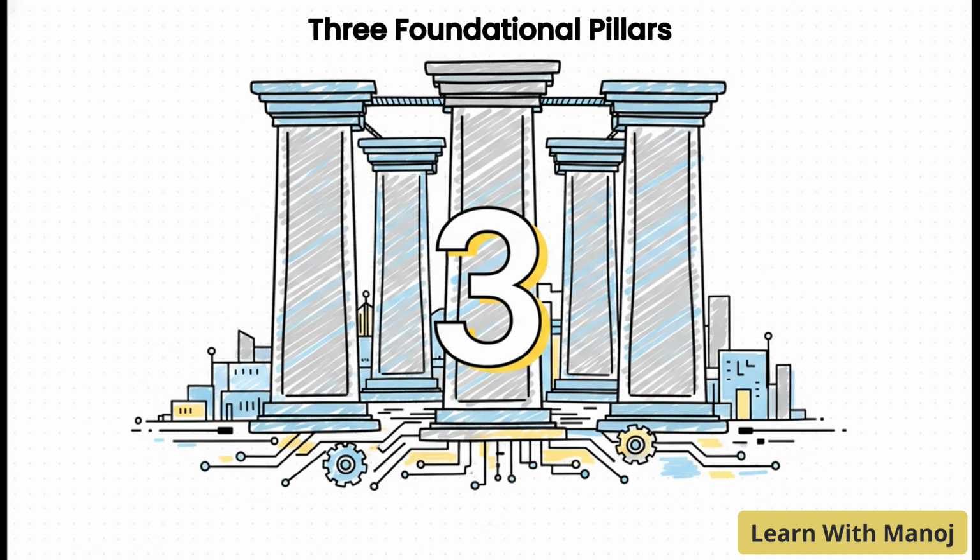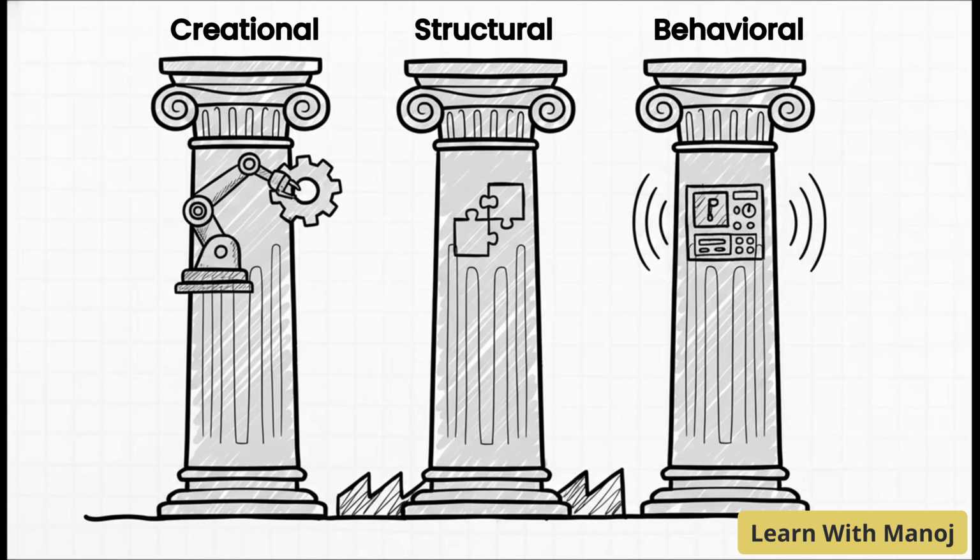Right at the heart of this whole operation, holding everything up, you'll see three absolutely massive foundational pillars. These are the three main categories of what we call software design patterns. And these pillars have names: creational, structural, and behavioral. You can basically think of them as the three main departments in our factory. One for making the parts, one for putting them together, and one for making sure everything actually works together. So come on, let's head over to the first department.